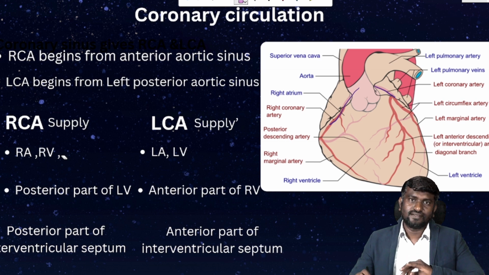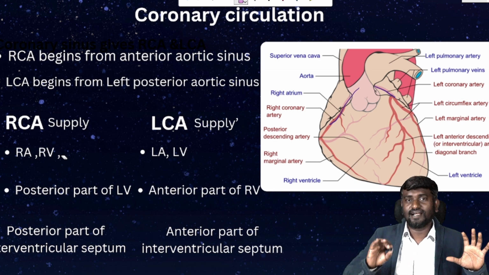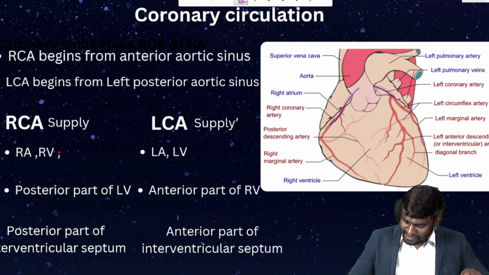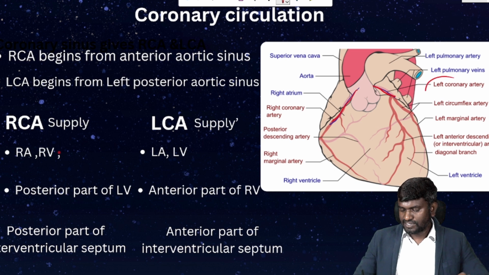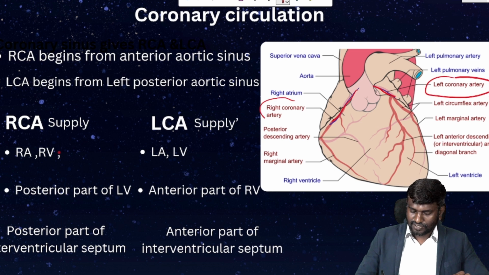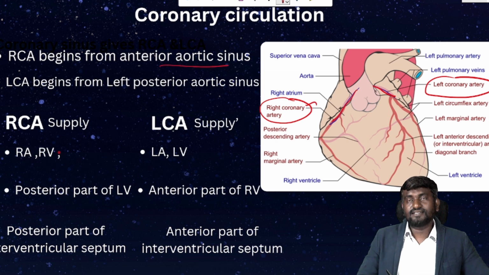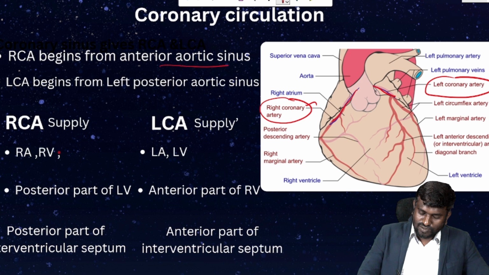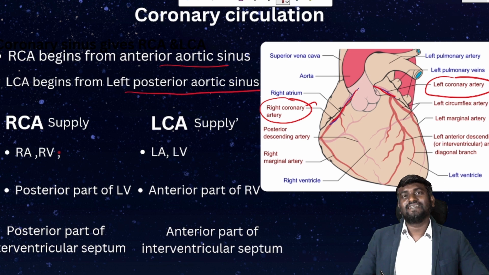Circulation of the heart. The aortic sinus gives rise to the right coronary artery and the left coronary artery. Right coronary artery, right over here, and the left coronary artery. Good. You can see it here. The RCA begins from the anterior aortic sinus. LCA begins from the left posterior aortic sinus.